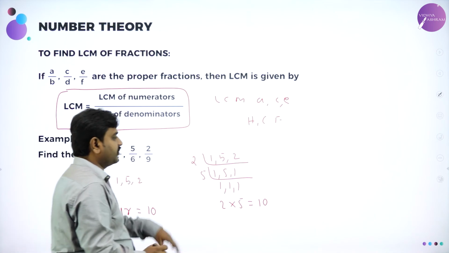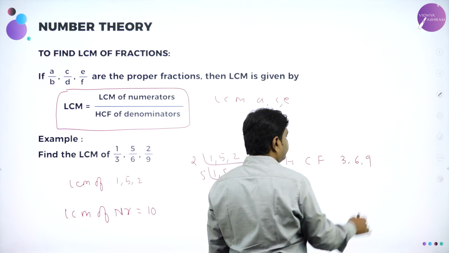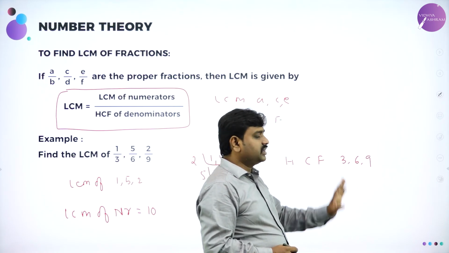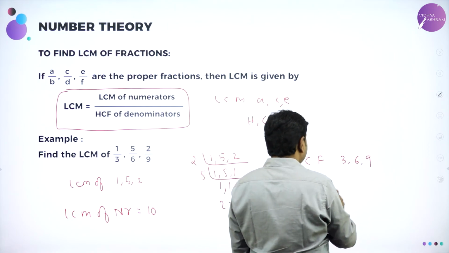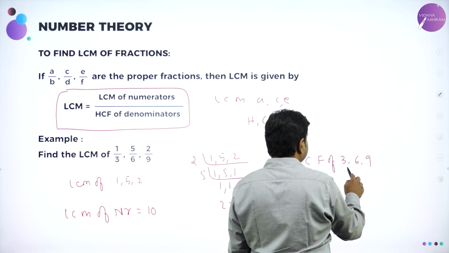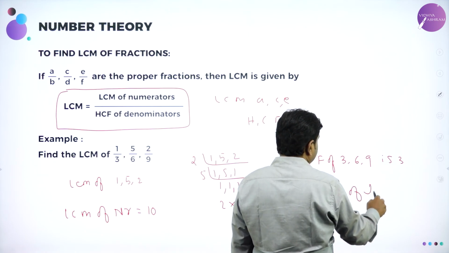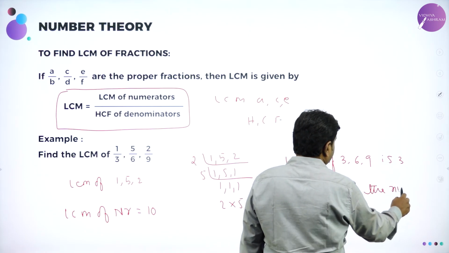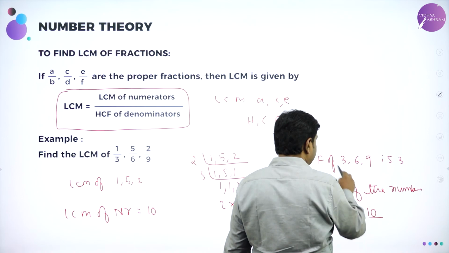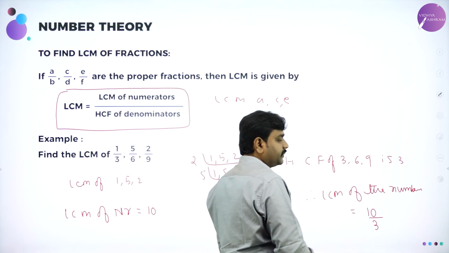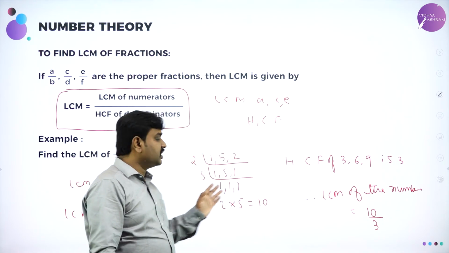Then find the HCF of 3, 6, 9. Find the highest common factor of 3, 6, 9. See, 3, 6, 9 are all divisible by 3. That is the highest common factor. So the HCF of 3, 6, 9 is 3. Therefore, the LCM of the given numbers is simple: in the numerator, the LCM of the numerators, that is 10, and in the denominator, the HCF of the denominators, 3. So it is 10 by 3. The LCM is 10 by 3 for these three fractions.